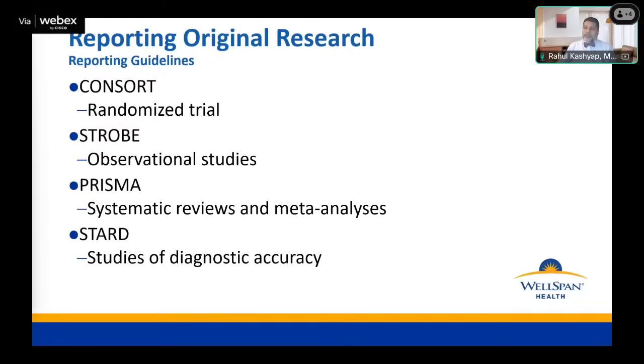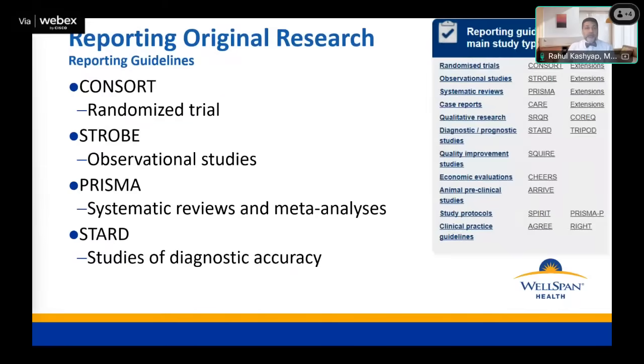This is not a research 101 lecture, but I want to share this. I'm sure you are familiar with this. It's the EQUATOR guidelines, and if you're writing a randomized controlled trial study or observational study, you're familiar with using CONSORT diagrams or CONSORT checklists or STROBE checklists or PRISMA for that matter. Without that, nowadays you can't publish any paper.